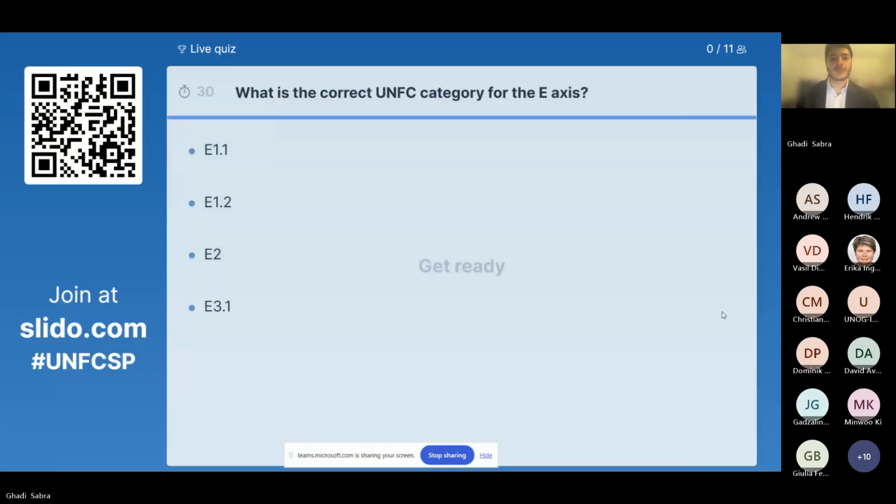Get ready. You have 30 seconds. 1.1 as in fully viable. 1.2 as in supported or made viable by governmental subsidies or other considerations. E2, not viable yet to be confirmed, let's say. And 3.1, non-viable at this point in time. Please do cast in your answers. 5 seconds.